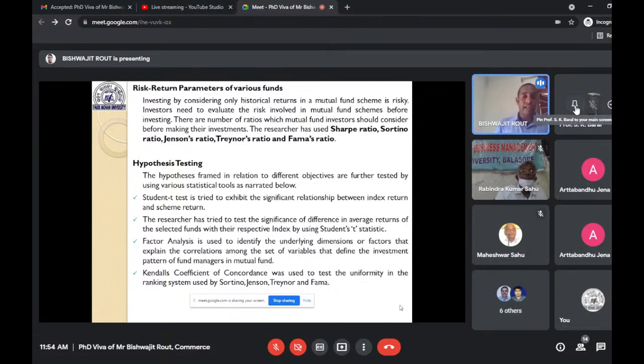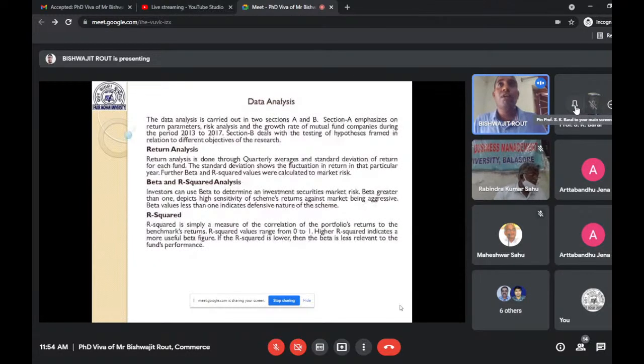Another, Kendall's coefficient of concordance, was used to test the uniformity in the ranking system used by Sharpe, Jensen, Treynor, and Fama. And then for objective 5, factor analysis is used to identify the underlying dimensions of factors that explain the correlation among the set of variables that define the investment pattern of the fund managers in the mutual fund. So the data analysis is carried out in two sections.